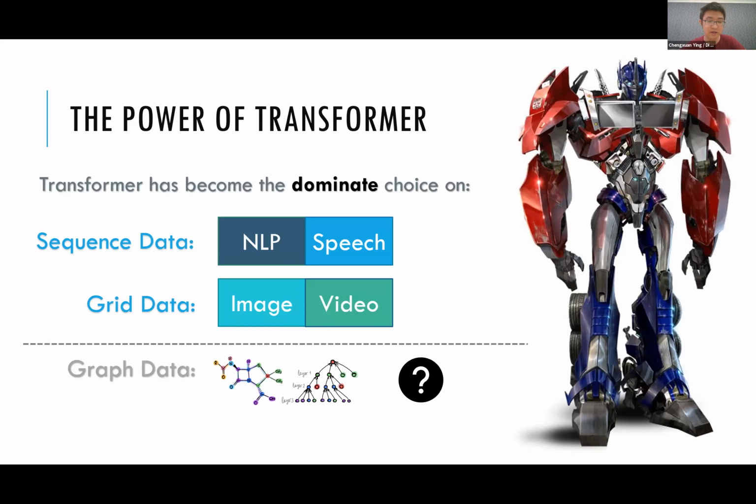As we know, transformers have achieved great success in a large number of tasks, including natural language processing, speech recognition, image classification, and video understanding. But this model is still not the best choice on the public graph representation leaderboards.